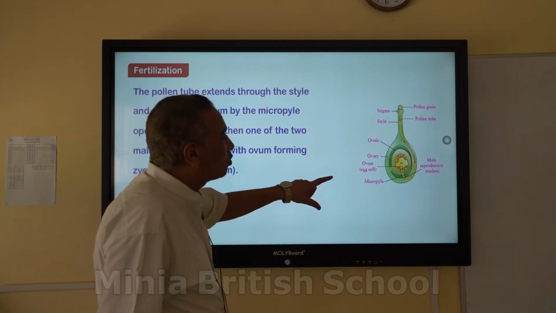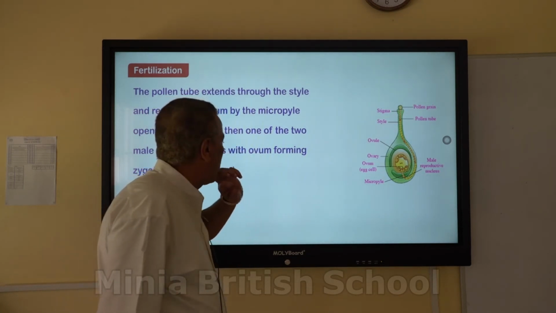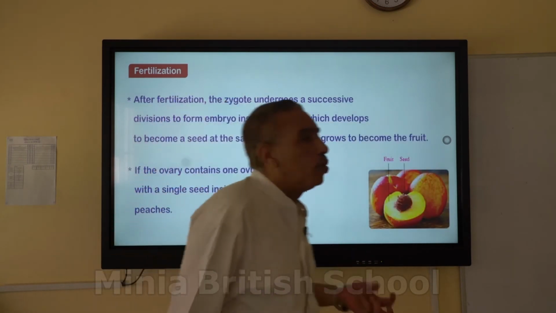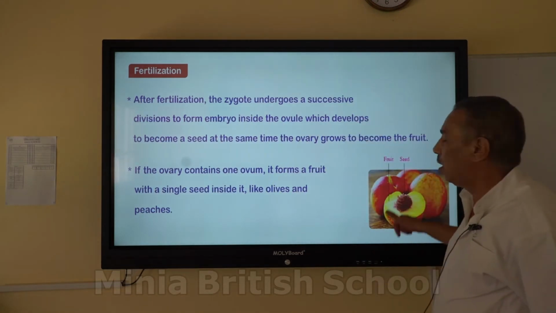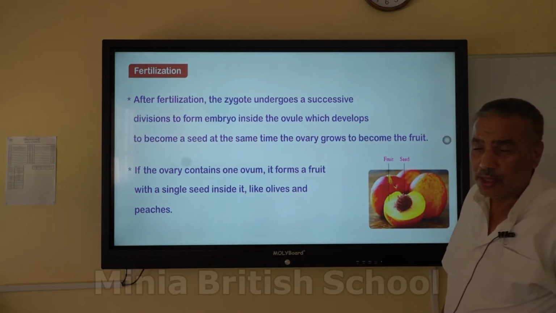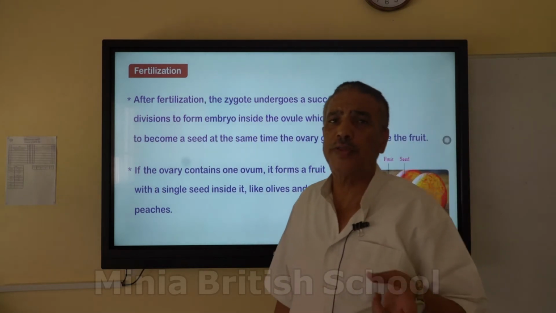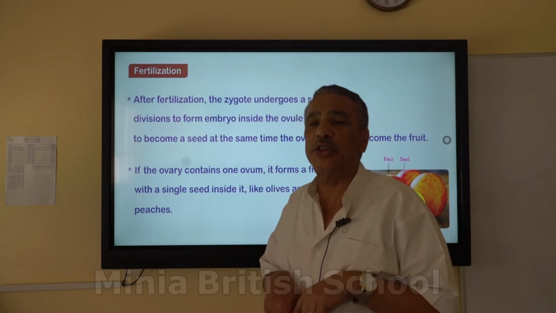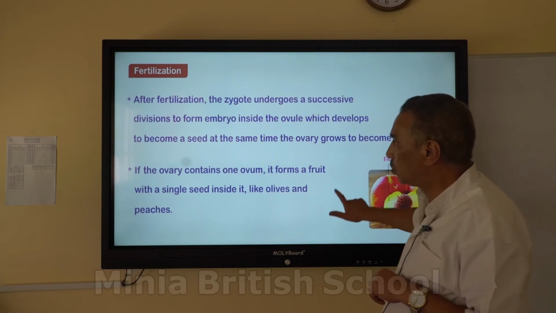The zygote, which is formed from the fertilization, grows several times to form the embryo. This embryo will grow inside the seed, but the ovary itself will change into fruit. That means the embryo will be inside the seed, and the ovary itself will change into fruit.